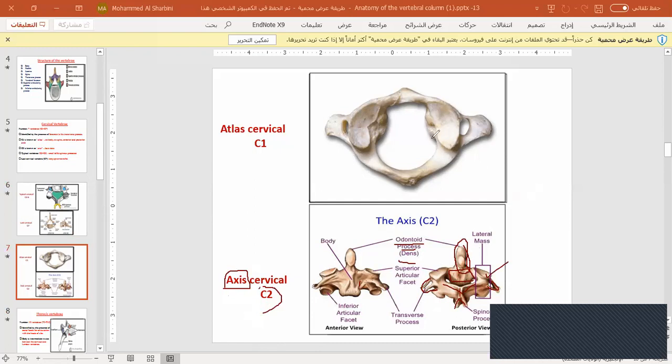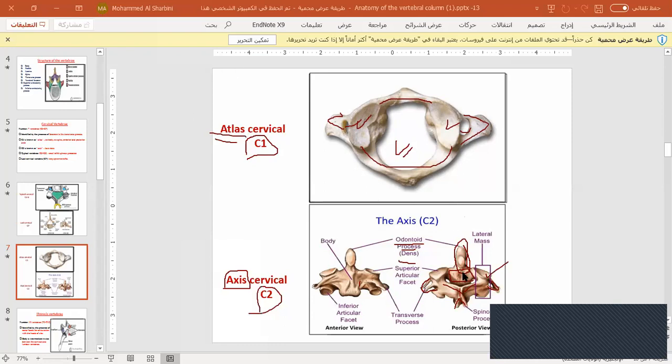Fine. So look here. No body and no spine. Superior articular and from below inferior articular. Transverse process with a foramen. And all these are united together by an arch. The small one is the anterior arch, and this is the posterior arch. This is a ring shape. So what is the name of this vertebra? C1, or atlas.